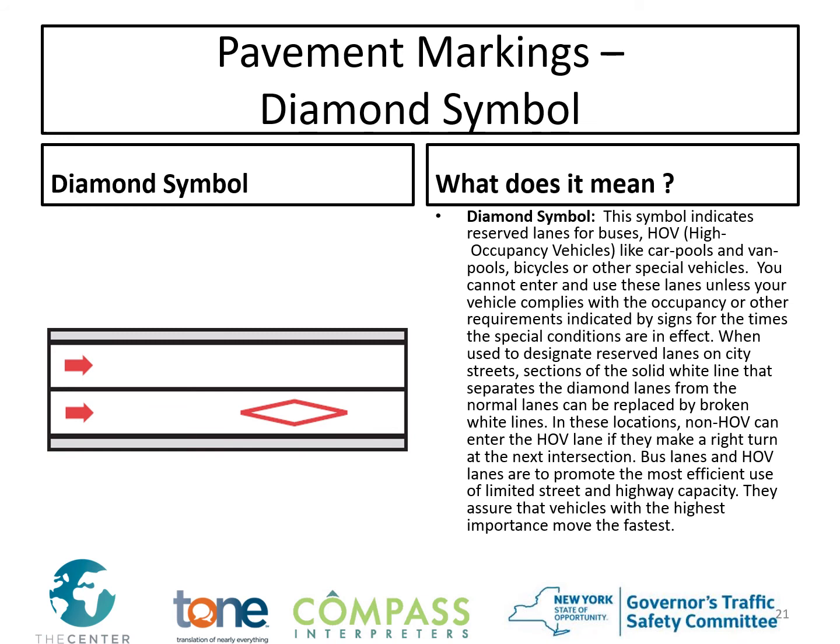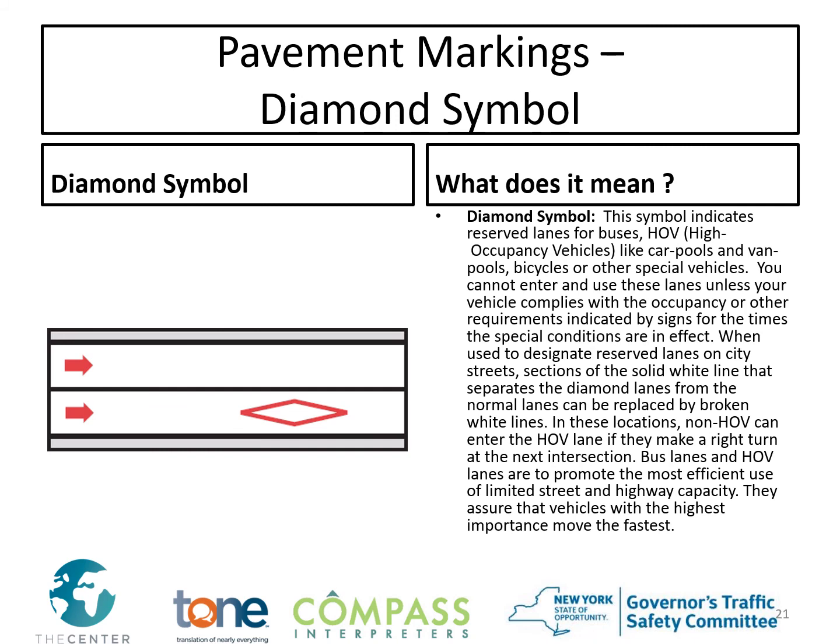Pavement markings. Diamond symbol. What does it mean? This symbol indicates reserved lanes for buses, HOV, which are high occupancy vehicles, like carpools, van pools, bicycles, or other special vehicles. You cannot enter and use these lanes unless your vehicle complies with the occupancy or other requirements indicated by the signs for the times the special conditions are in effect.